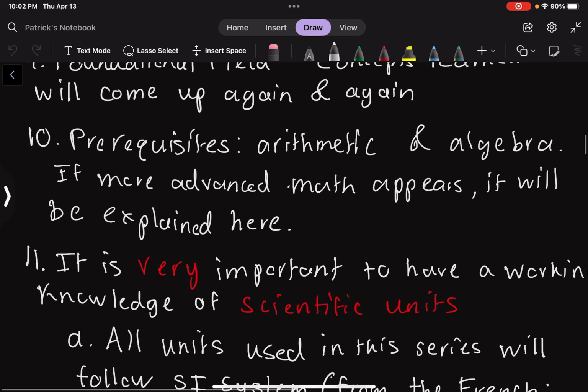In terms of prerequisites for studying general chemistry itself, the only thing that's really needed in terms of math is arithmetic and basic algebra. If more advanced math than this appears, which is unlikely, but it may happen, it will be explained here in its full detail.